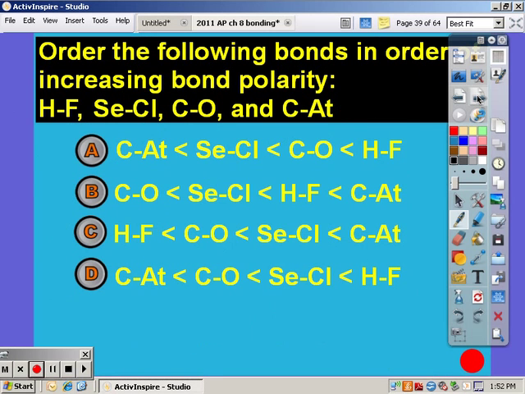I'm going to pause the video and try this one on your own. You should have gotten A as the correct answer. B and C we can eliminate because we know that HF has to be the most polar. And then looking at your chart, you can see that carbon is more electronegative than selenium.